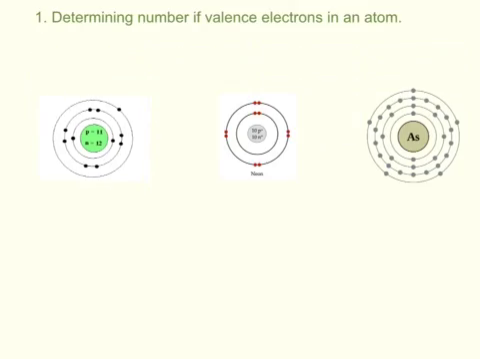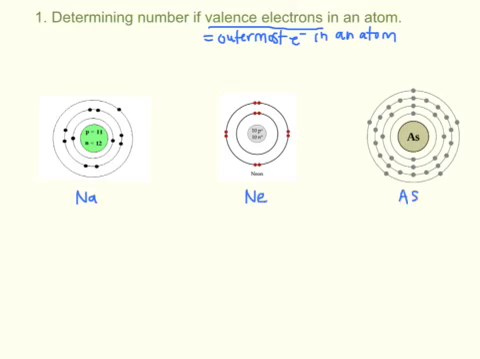Alright, so determining the number of valence electrons in an atom. So first let's define what a valence electron is in case you've forgotten. Valence electrons are defined as the outermost electrons in an atom. So if we are to look at these three elements that I have here, I have sodium, and I have neon, and I have arsenic.